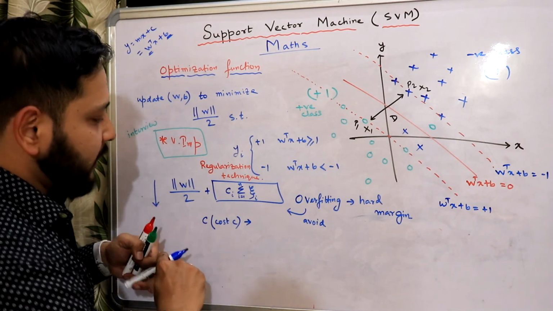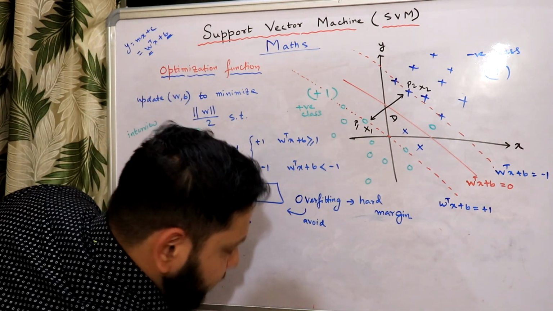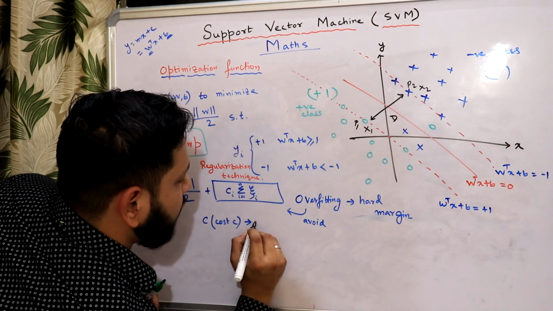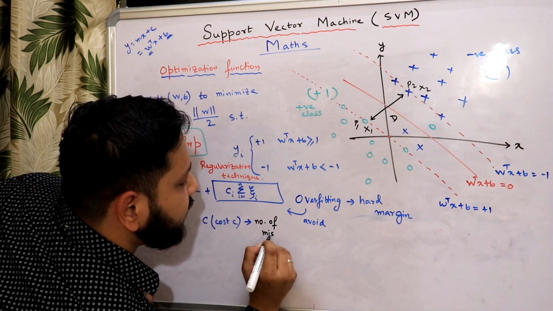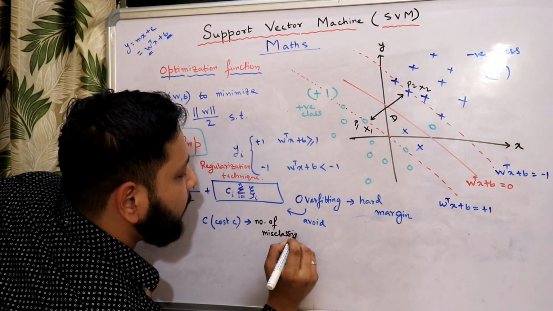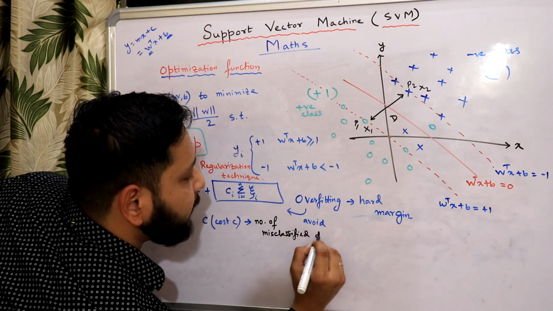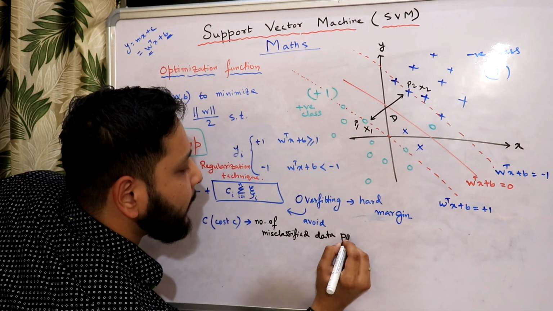So what is C? C is a number of misclassified data points.